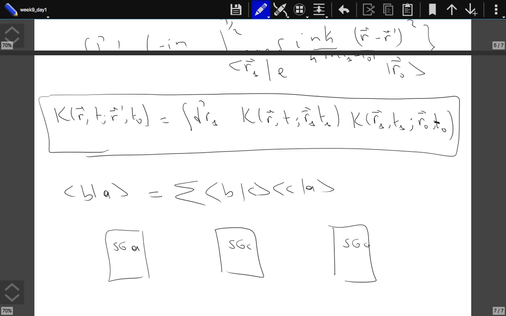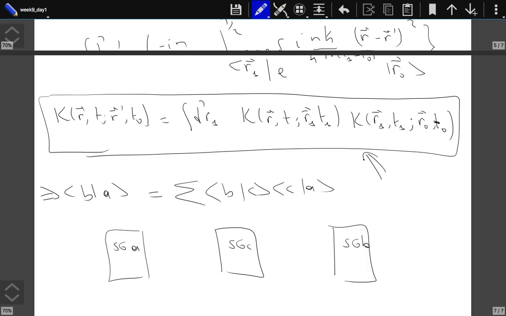So the idea was, if an outcome can happen through various intermediate states, then unless you measure the intermediate states, you just sum the amplitudes. This was basically this equation over here, and we have the same thing over here in our K. We had said that K(R, T; R', T0) is the amplitude that a particle initially at the point R' at the time T0 will be found at the point R at the time T. You just pick an intermediate time T1.